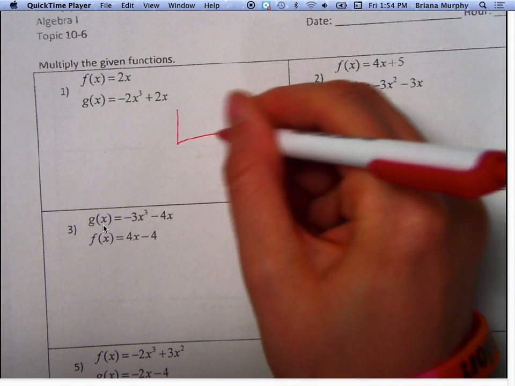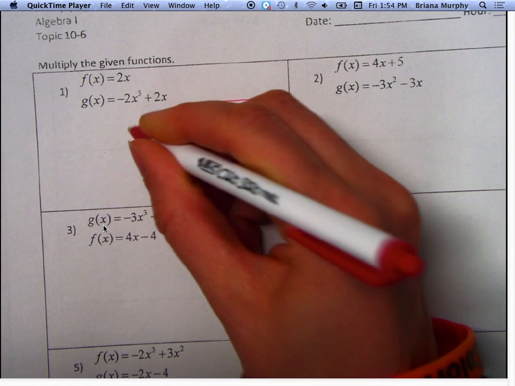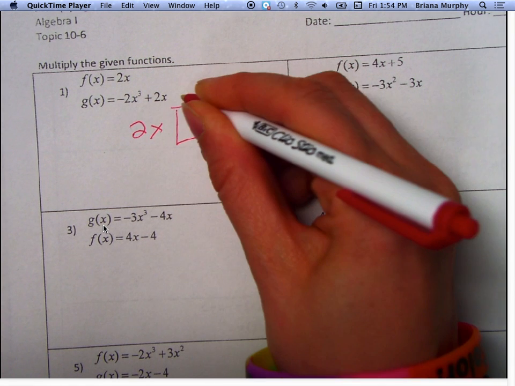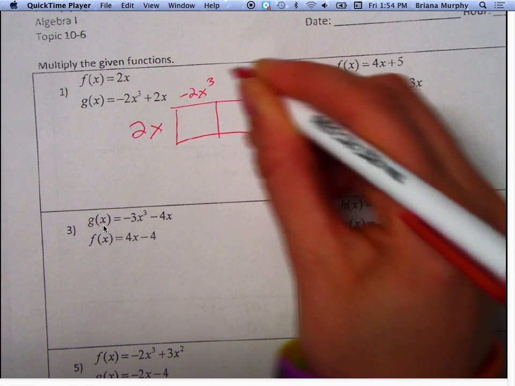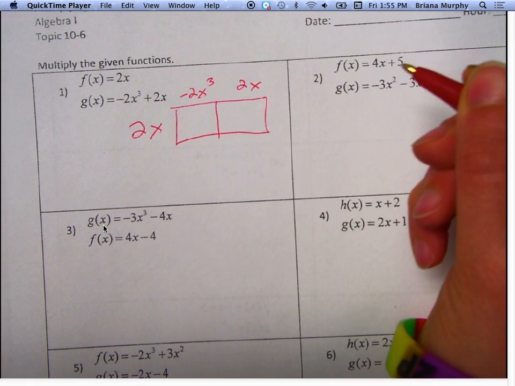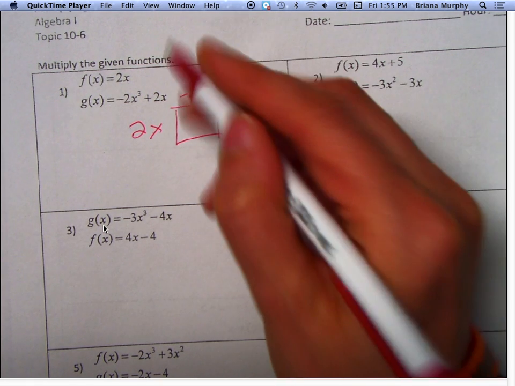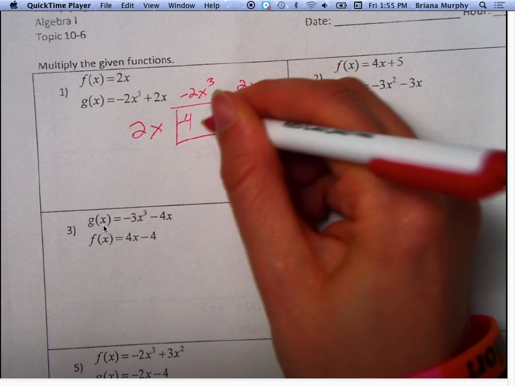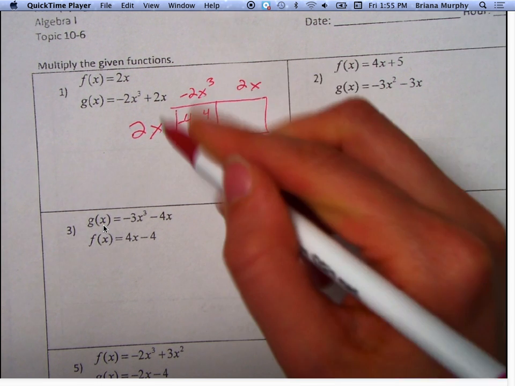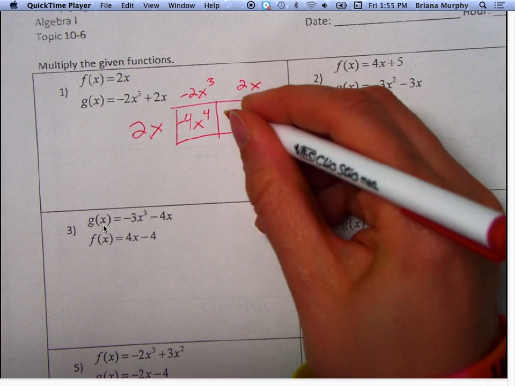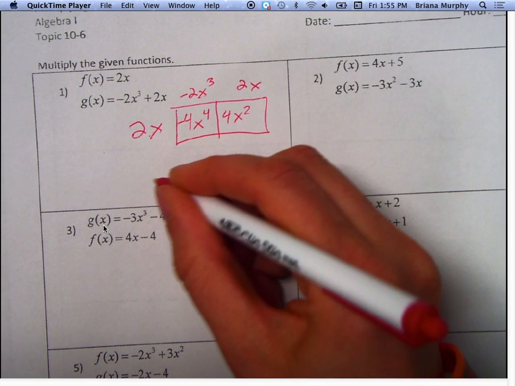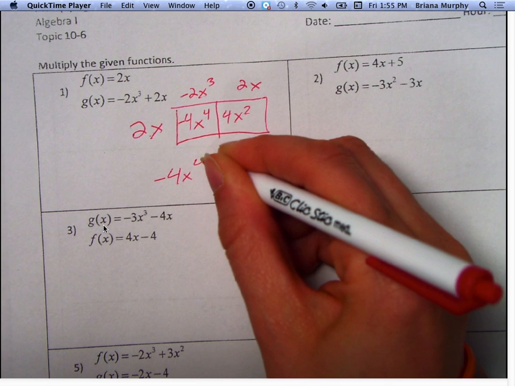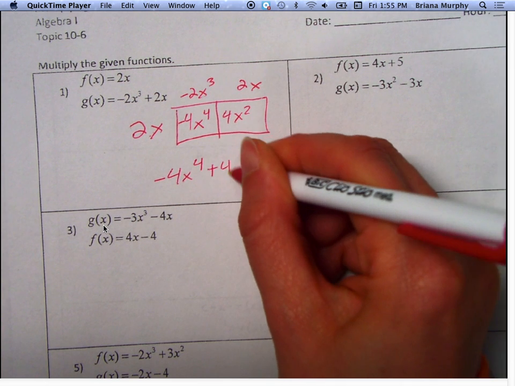So I'm going to make a little sign like this. I'm going to go 2x times negative 2x to the third, times 2x. 2 times negative 2 is negative 4. x to the first times x to the third is x to the fourth. 2x times 2x is 4x squared. So my final answer is negative 4x to the fourth plus 4x squared.